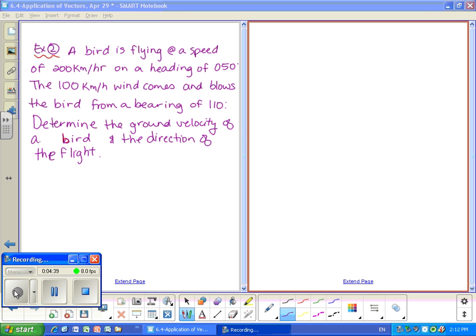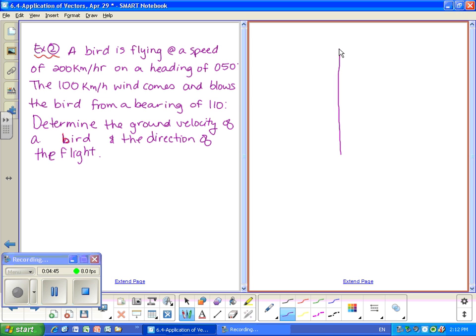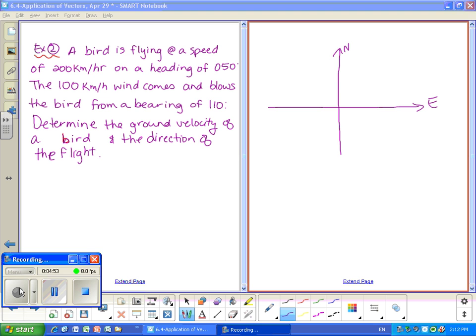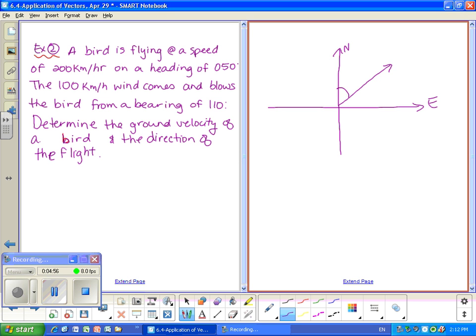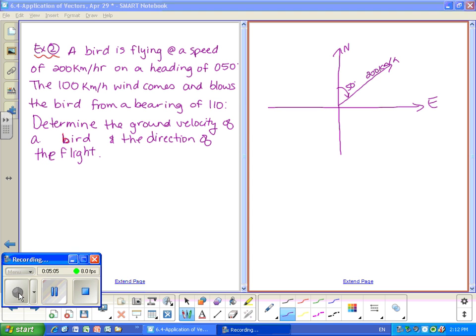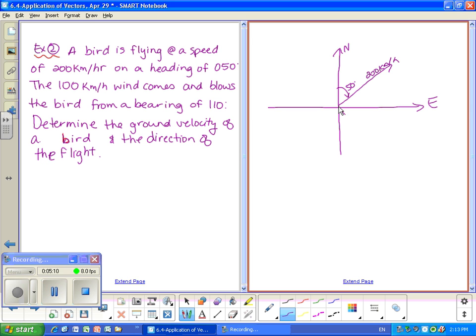Okay, so to start our diagram, we know we're working with a true bearing, so we need our "Never Eat Shredded Wheat." And what's the first piece of information we're told? That the bird is flying at 50 degrees at a speed of 200 kilometers per hour. Then we're also told from a bearing of 110, so we're going to be down here around, that's 110. We're also told traveling at 100 kilometers per hour.